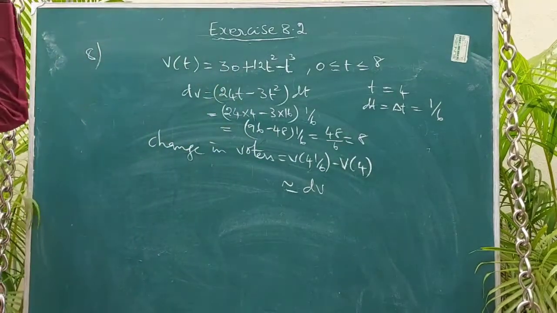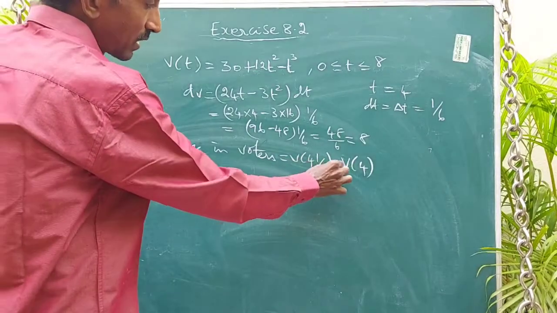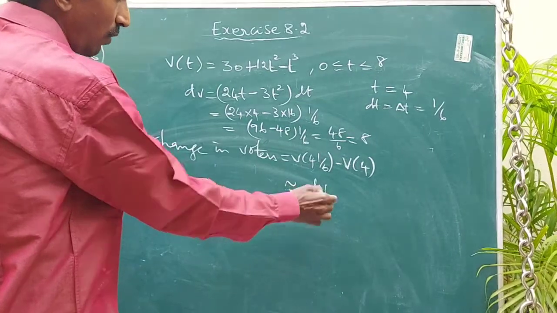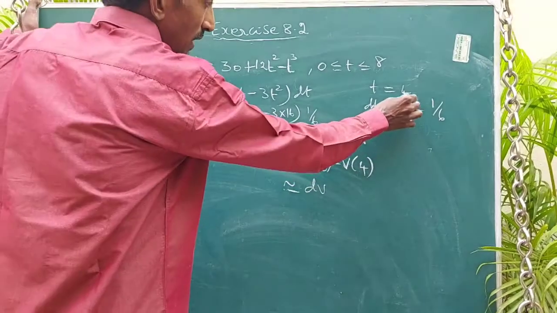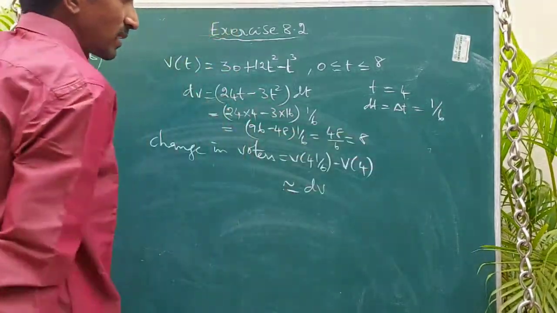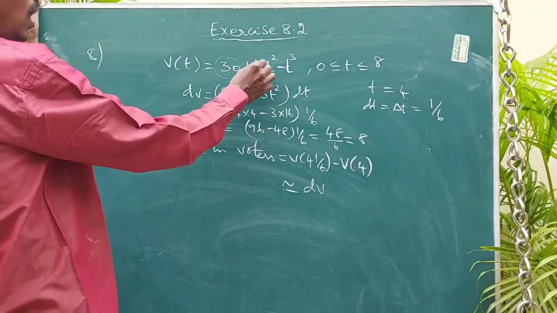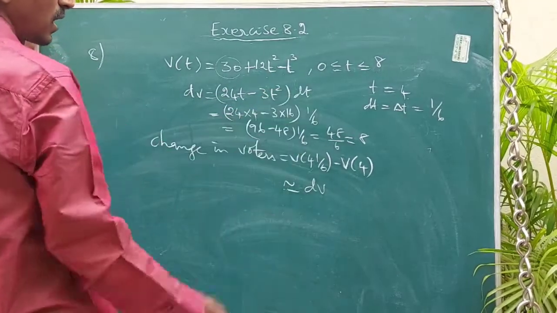So the change in the voters means V of 4 1/6 minus V of 4. As in the previous question, it is approximately equal to dV. So our aim is to find dV. For that, we consider t as 4 and delta t as 1/6. So dV, differentiating: the constant is 0, it is 24t minus 2t cubed differentiates to 6t squared, into dt.